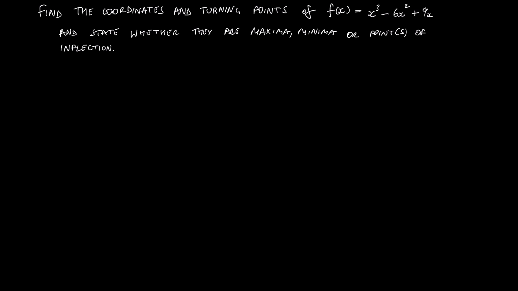Alright, so the easiest way to do these questions is step 1, get the first derivative. So first we find f dash x to be 3x squared minus 12x plus 9. Now we need to find when the first derivative is 0, because when the first derivative is 0, that's when the curve is stationary. So we need to solve it equals 0.